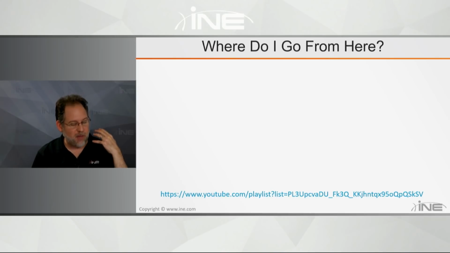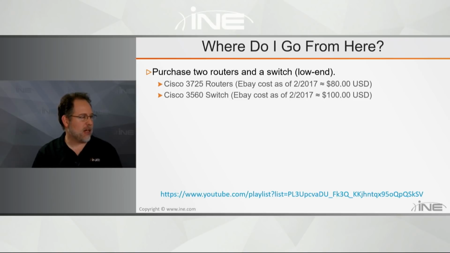I would also recommend that you get your hands on just a few basic networking things. I'd recommend that you purchase 2 routers and a switch. Okay? This is your minimum home lab that you're going to want to create. I'd recommend that you get a couple of Cisco 3725 routers and a 3560 switch. This price was taken over a year ago, so they're probably even less than that now.